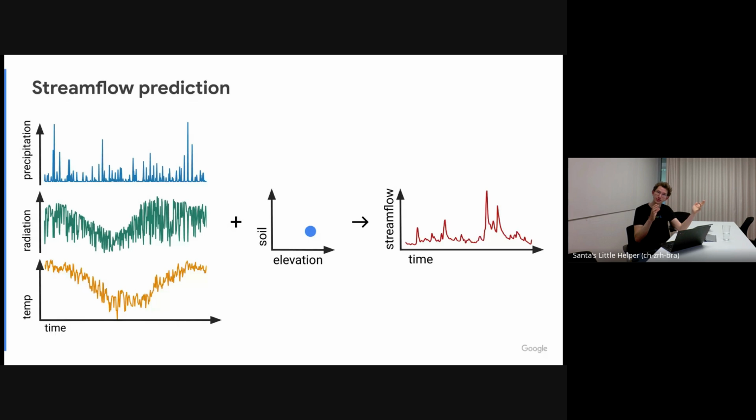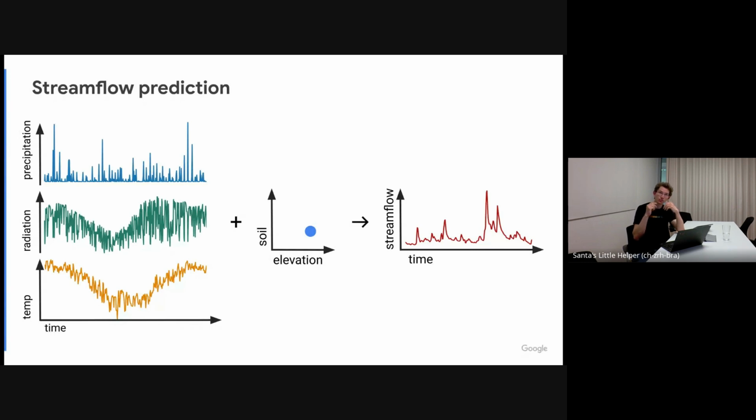So we have all of these input data, we feed them into some sort of model, and I'll get to the model in the next slide. And we try to make that model predict the stream flow time series at any point in time. So the red hydrograph here, the red time series, is essentially our labels, our target data.